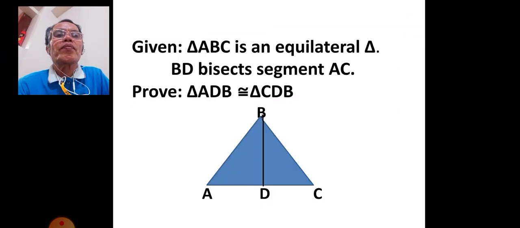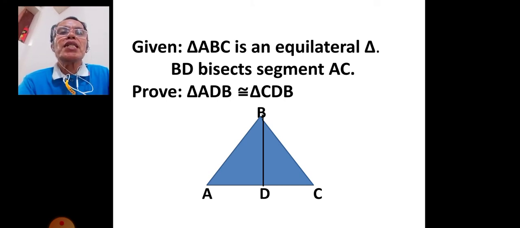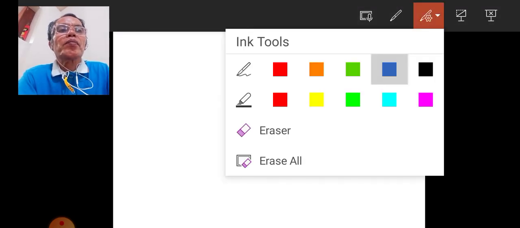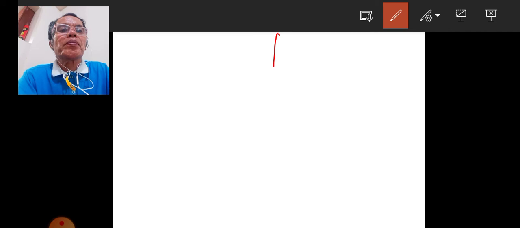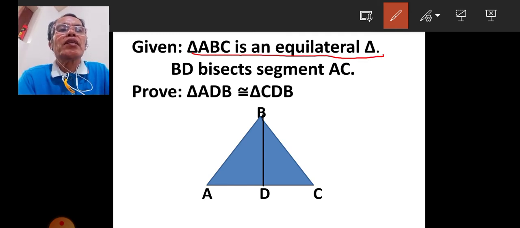Okay, next. So we're given triangle ABC is an equilateral triangle. BD bisects segment AC, and we are going to prove that triangle ADB is congruent to triangle CDB. Again, we are going to have a 2-column proof. And this is for the statement and reason. Statement number 1 must be triangle ABC is an equilateral triangle.